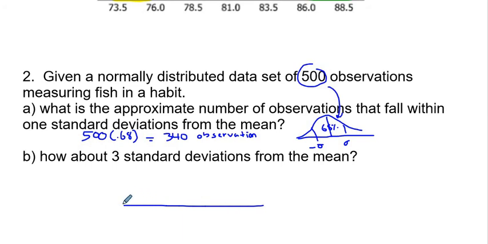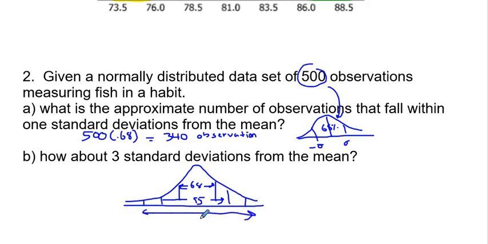And so if you know the answer is 99.7, you can use it. But if you need the picture, the picture for that would be 1, 2, 3, 1, 2, 3. The first one we did was 68. That goes to here. The next one we do is 95%. And then the last one, which goes to the third deviation, is 99.7%.